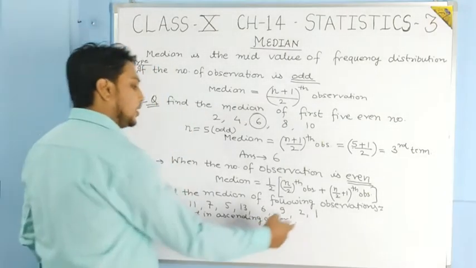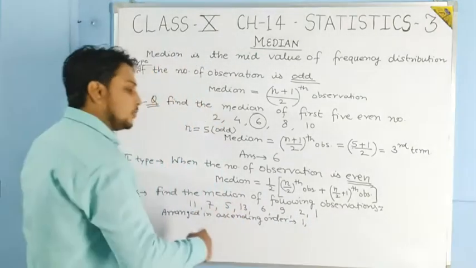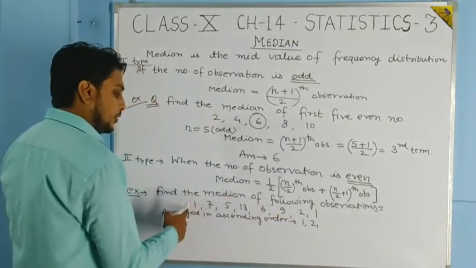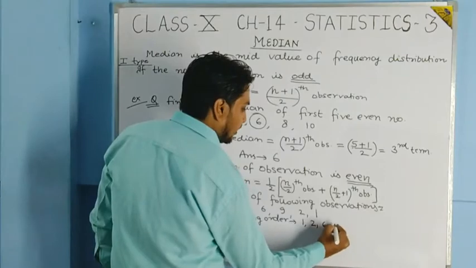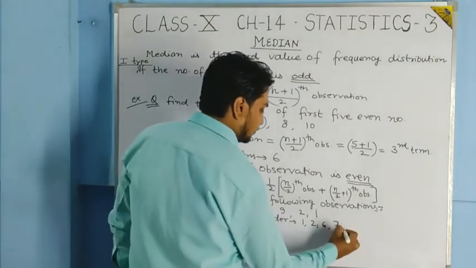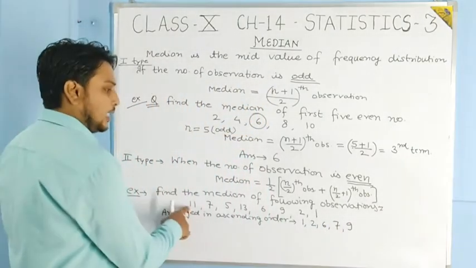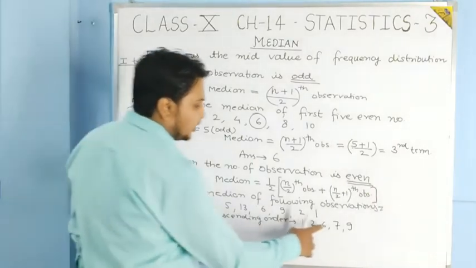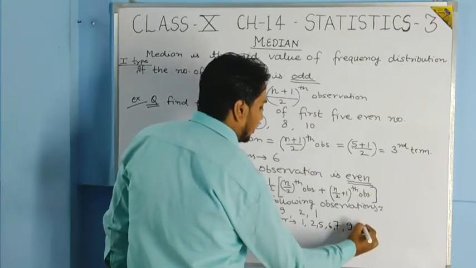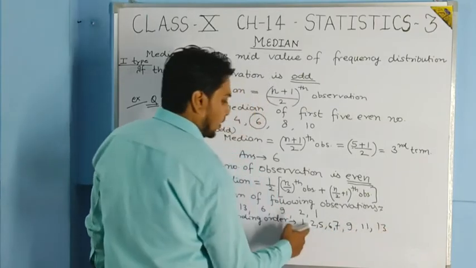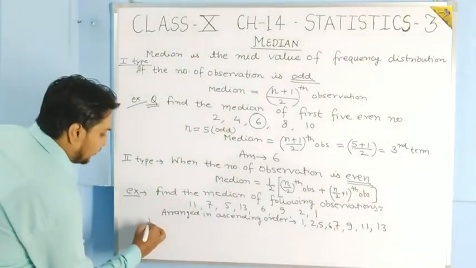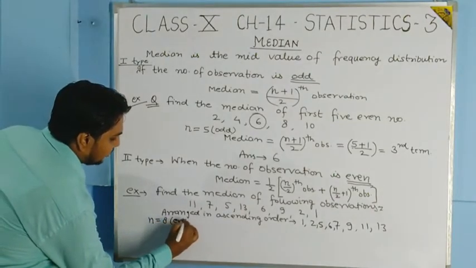So how are we going to arrange it? Ascending means smaller to greater. So 1 firstly, then 2, then 6, then 7, then 9. 5 is also there, na? So 1, 2, 5, 6, 7, 9, 11 and 13. 1, 2, 3, 4, 5, 6, 7, 8. 8 observations are there. So here n is equal to 8, and that is even.